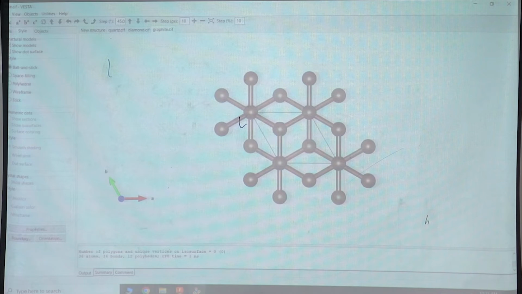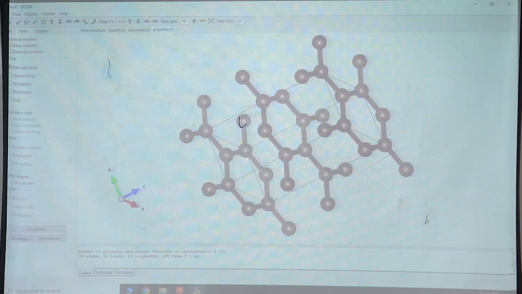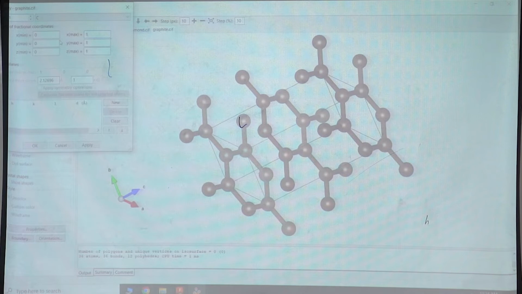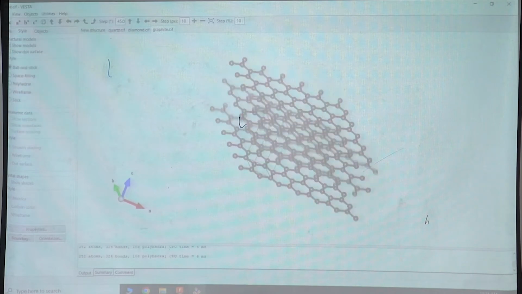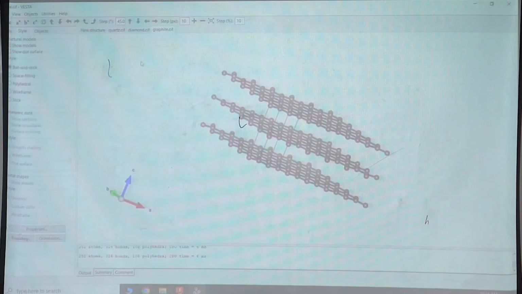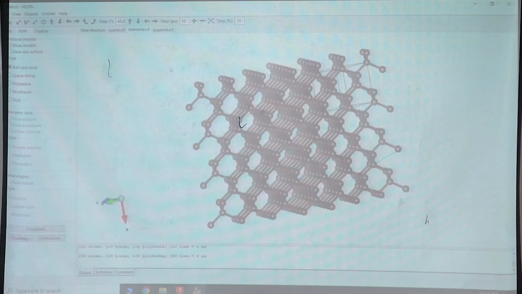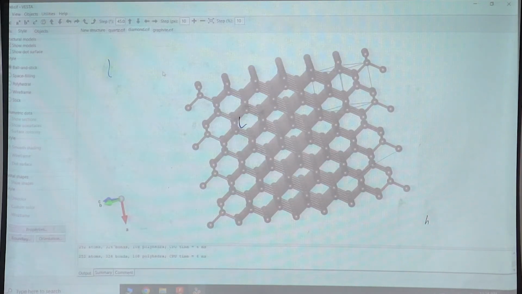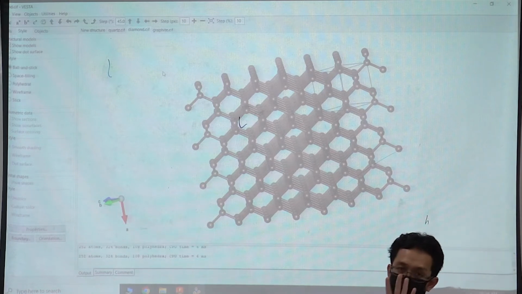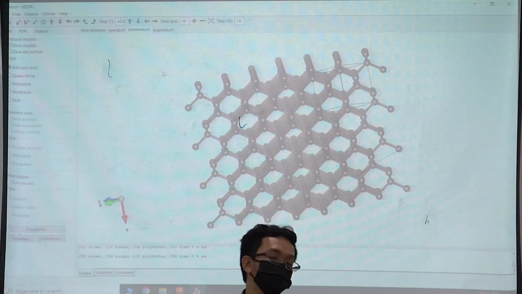So graphite is like this. Let me put the boundary, maybe 5, 5, 5. The reason I do this is that I want to make it bigger. Z is 1. So apply. Now you can see the difference: this is graphite, this is diamond. In diamond, every atom is connected to another 4 atoms. Carbon has 4 valence electrons, so carbon wants to make a bond with another 4.